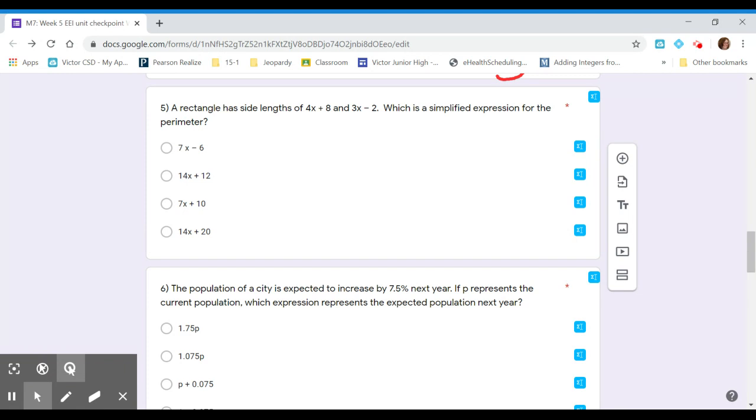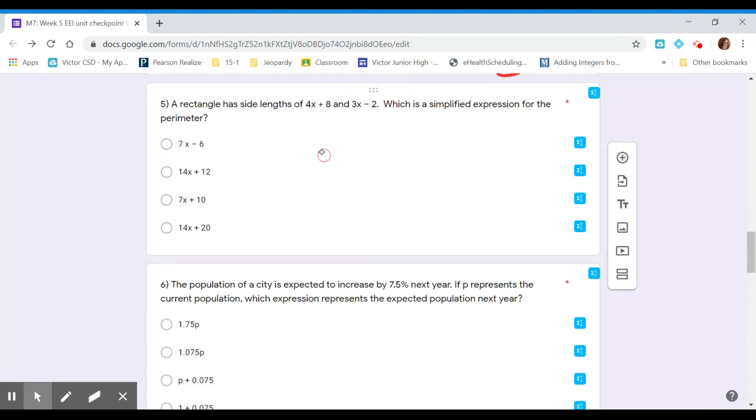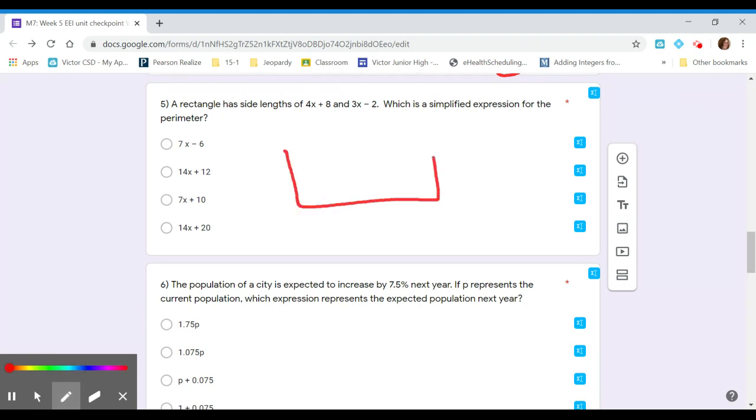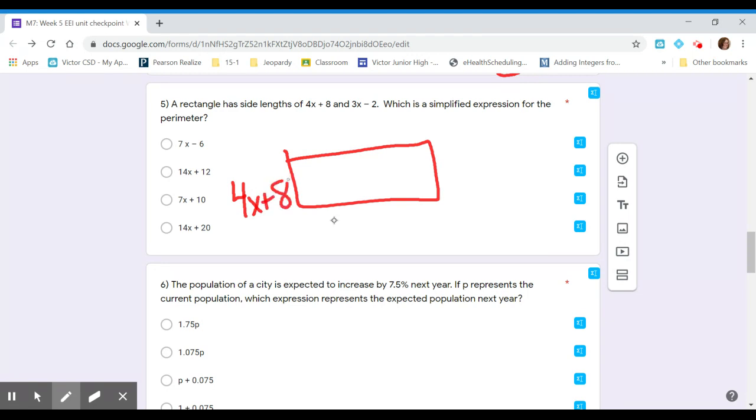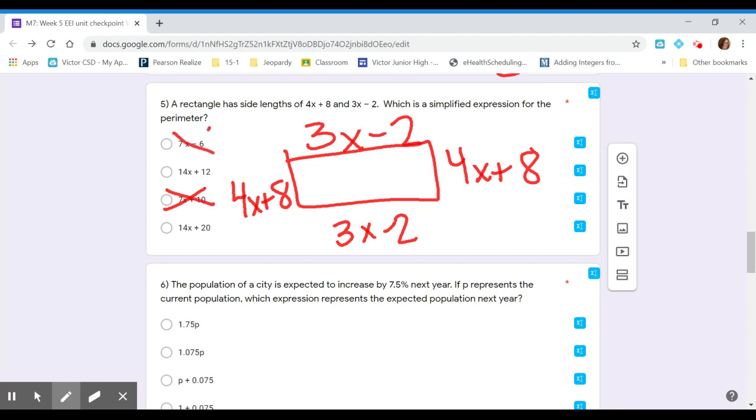With number 5, remember it's a rectangle, so it has 4 sides. So we need to make sure we add all 4 of the sides together. We had one of these last week. Doesn't really matter which is which, but we want to make sure that we add all 4 sides together. So this is going to give us 14x, 4x plus 3x plus 4x plus 3x is 14x. So we can automatically rule these out. 8 plus 8 is 16. And then minus 2 is going to give us 14x plus 12.